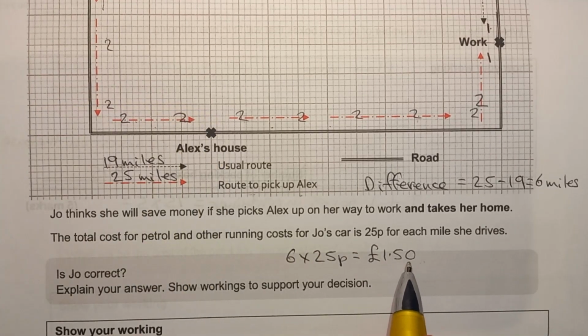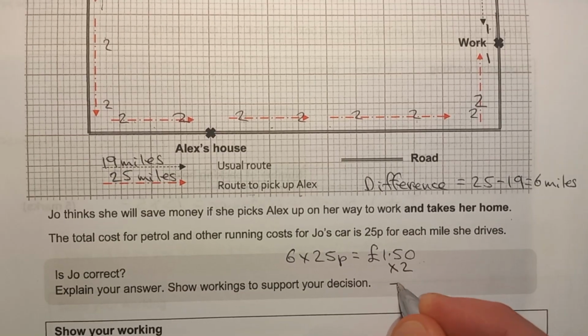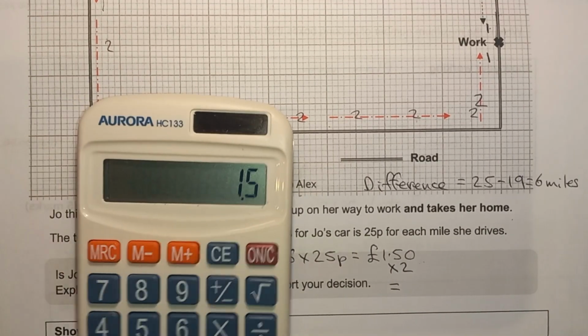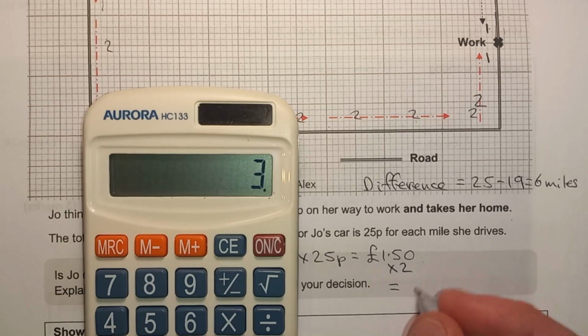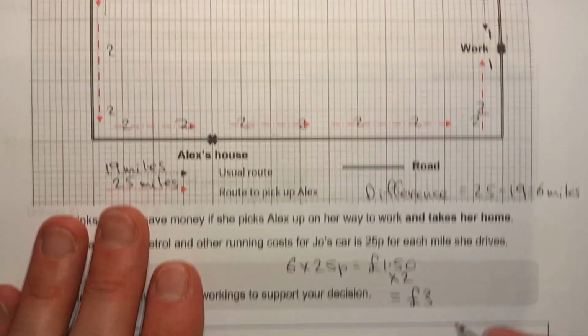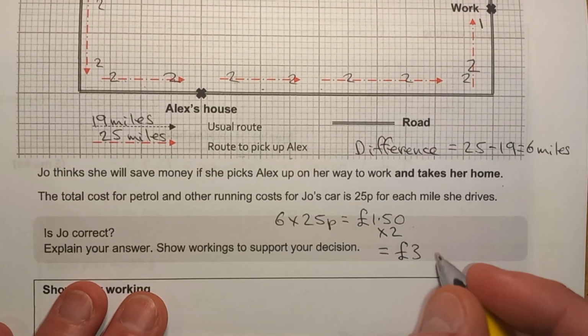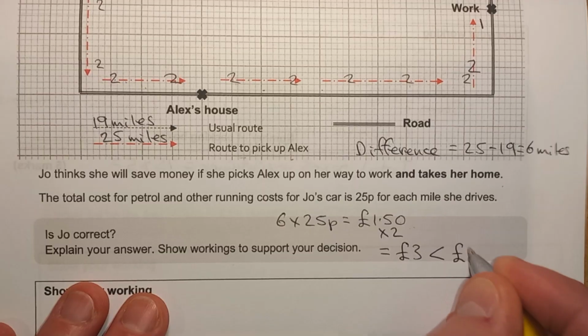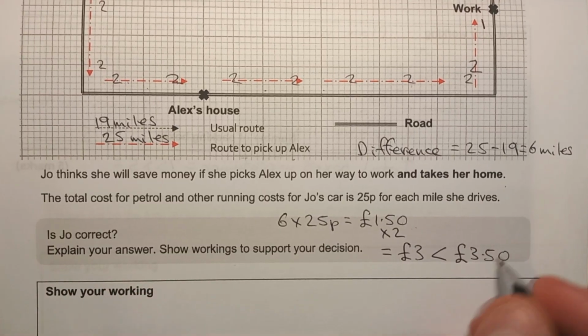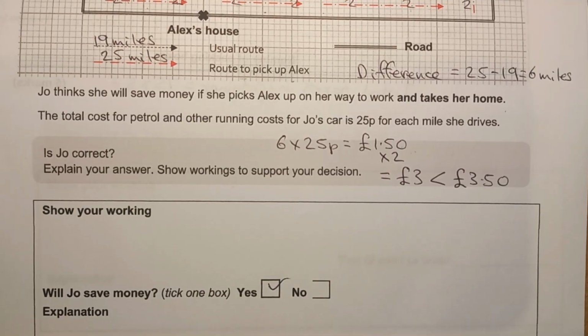Now that's just going to work. She's got to take her home as well. So we want to multiply that by 2. So 1.5 times 2 gives us £3. But the company normally charges £3.50. So £3 is less than £3.50. So will she save money? Yes, only 50p. So we sort of worked it out above.